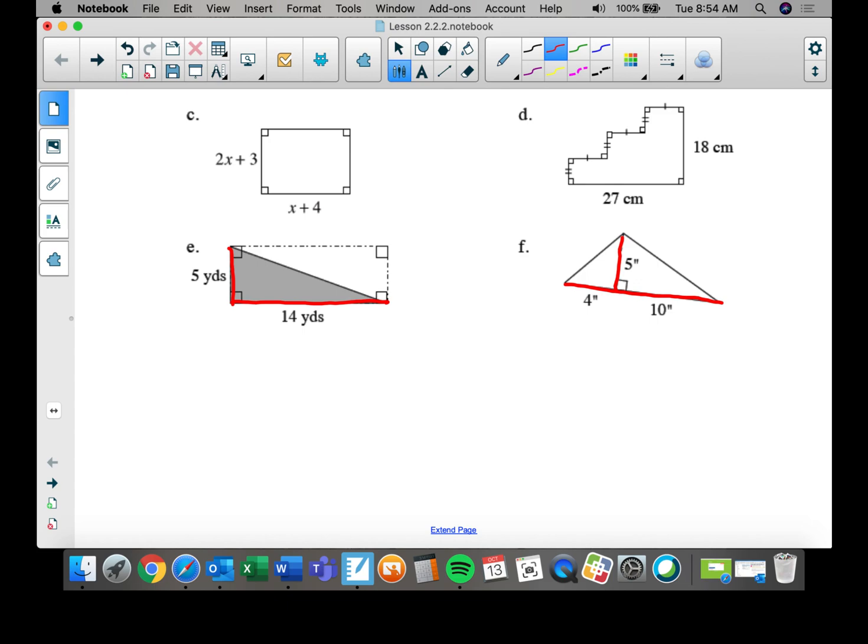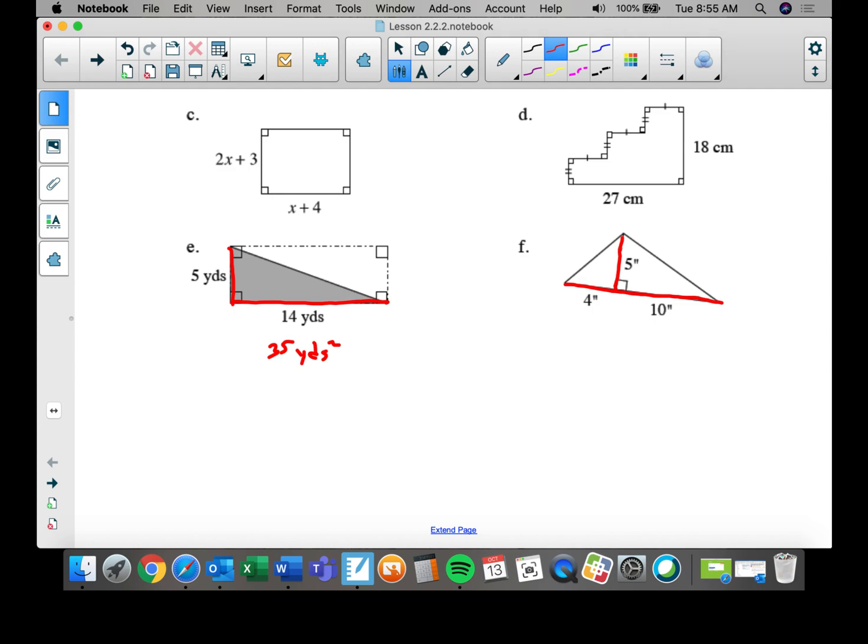So in part E, if I find the area of this whole rectangle, 14 by 5, 14 times 5 is 70, and then I cut it in half because I only want half of that. So the area of this triangle is actually 35 square yards. Square units, because remember we're multiplying yards by yards.